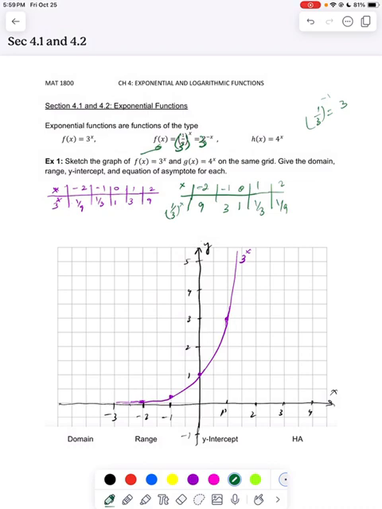So let's plot them. At 0 it's still 1. At 1 it became 1/3, so we are over here. And at 2 it became 1/9. And at negative 1 we have 3. Now we graph it.